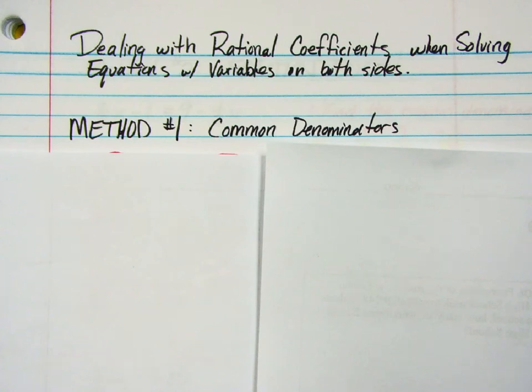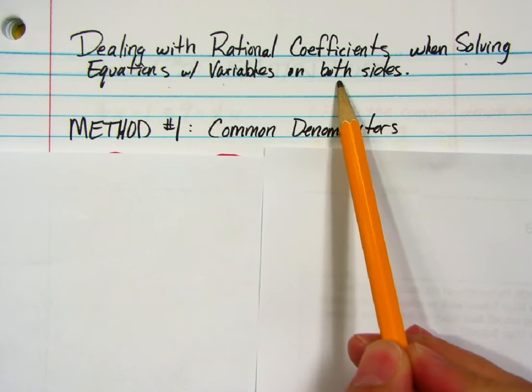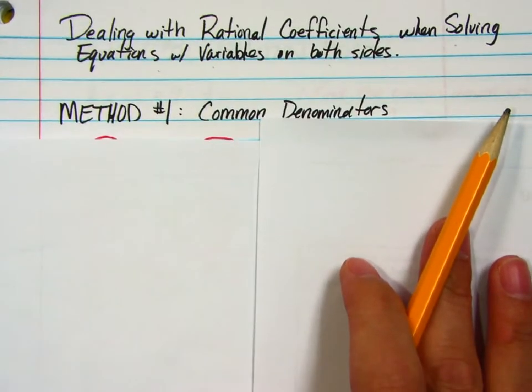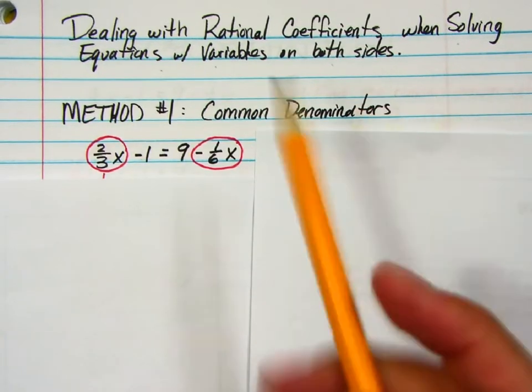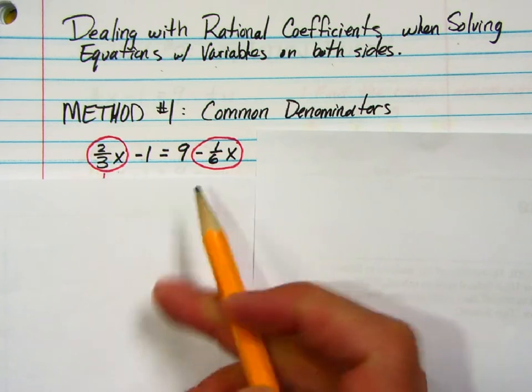Video today is dealing with rational coefficients when solving equations with variables on both sides. If you recall, we've already been talking about solving equations with variables on both sides, but now I want to talk about something a little bit more challenging: when the coefficients, remember, the numbers in front of the variable, is a rational number, is a fraction. How do I deal with that?